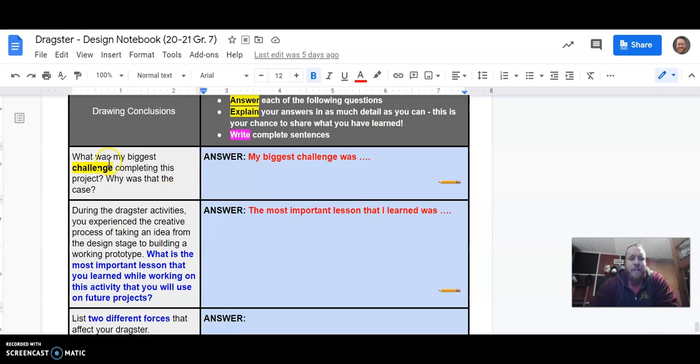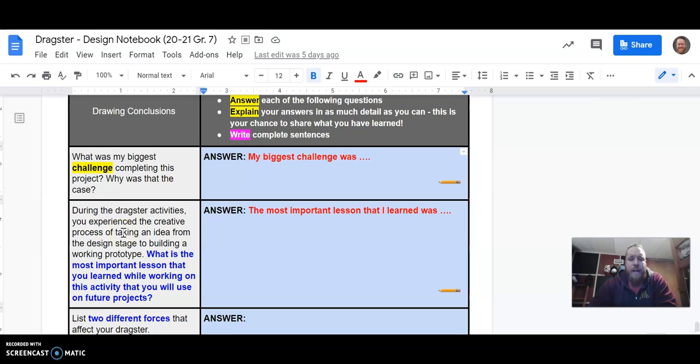So the first question that you are looking to answer today is, what was the biggest challenge completing this project? Now, there was a lot that you did. If you think back to the drawings that you completed, working with Tinkercad, doing the research and just kind of learning about aerodynamics. When you think about all of that, what was the biggest challenge that you had?